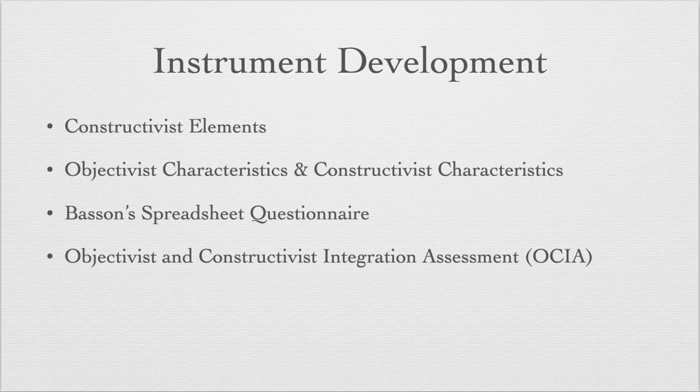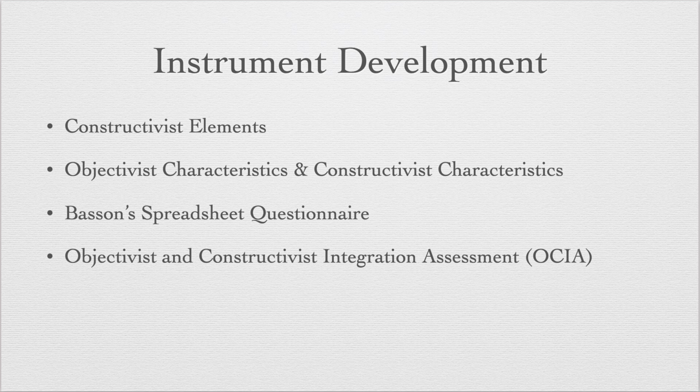The tool was called the Basson spreadsheet questionnaire, which was used for participants, and they were asked to react to a series of statements related to the presence of direct aspects of learning in a course, at the same time revealing whether a particular aspect of the course was more objectivist or constructivist in character. With the Basson tool being well used, it led into another tool called the Objectivist and Constructivist Integration Assessment.